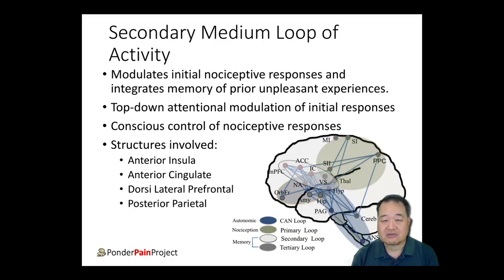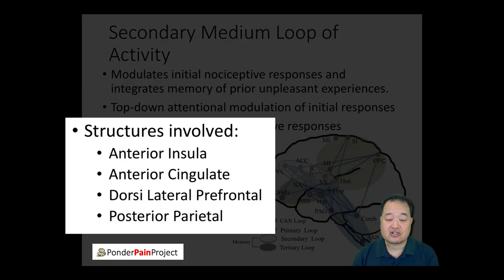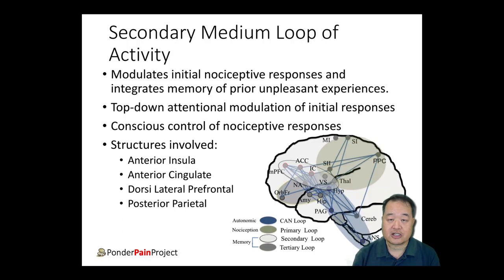It takes the brain and modulates our initial first responses. And it has more of a conscious control, not as much as the third loop that we'll see in a second, but it does have a component of conscious control of our nociceptive responses. The structures involved here are more of your anterior cingulate cortex, the anterior insula, the dorsolateral prefrontal cortex, and once again the posterior parietal cortex, the PPC.